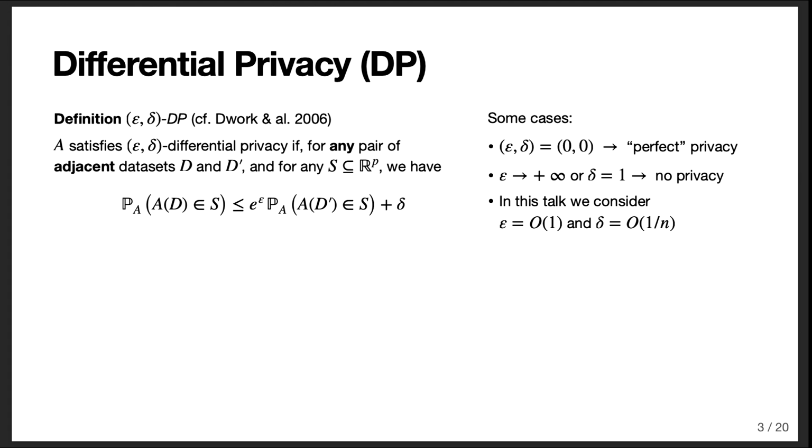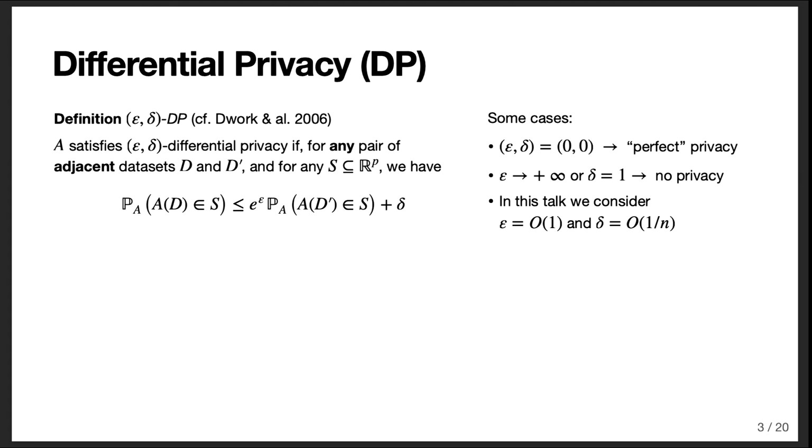So an algorithm A satisfies epsilon-delta differential privacy if for any pair of adjacent data sets, adjacent means that D is the original data set, and D prime, you can think about as the identical data set without your photo. So there is a Hamming distance 1 between these data sets. For any pair of these adjacent data sets, and for any subset of the parameter space, you have this probabilistic inequality. This probabilistic inequality might be scary at first, at least it was to me.